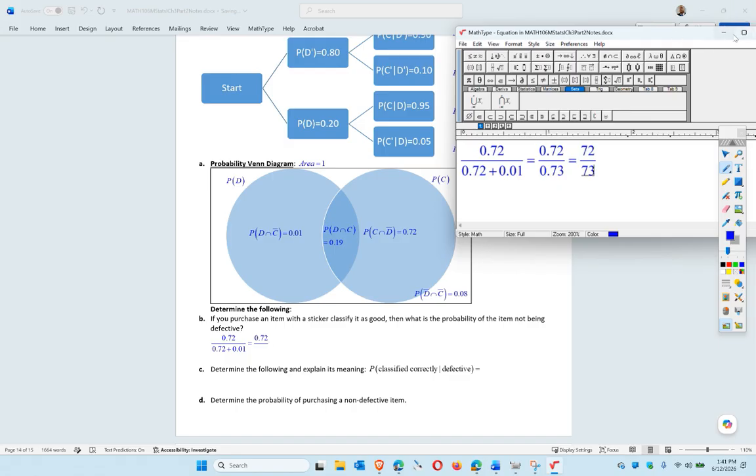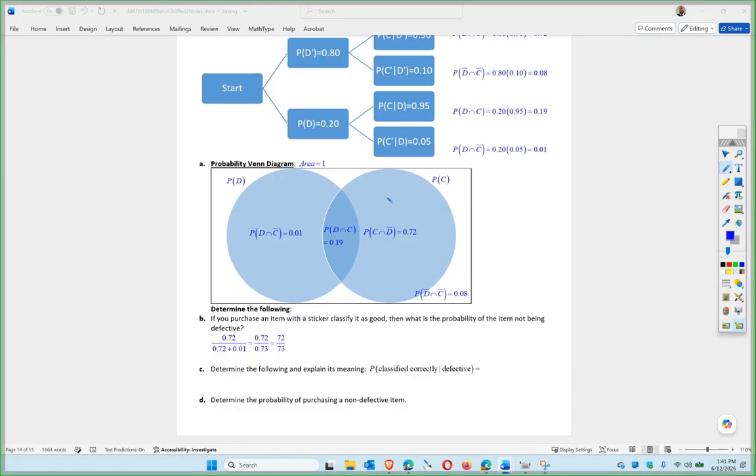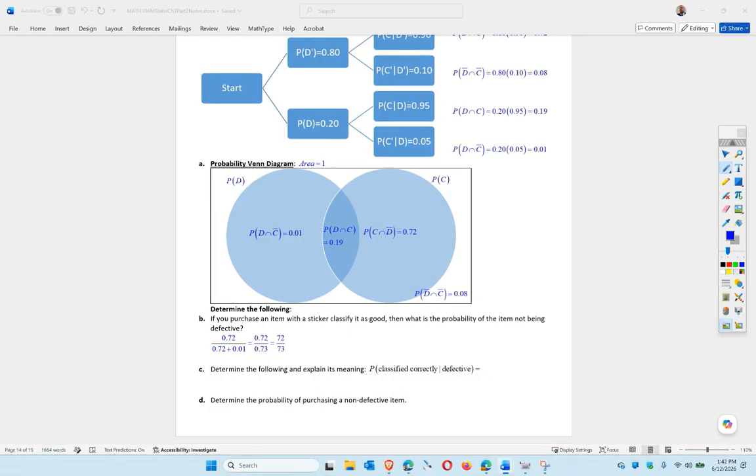Okay? All right. Let's think about the other question here. Determine this conditional probability. Classified correctly and defective. So you don't tend to find that in the Venn diagram. You could figure it out from it, but that's extra work. Just use the tree diagram. So this is the probability of C given D, isn't it? That's just one of the branches because it's a conditional probability. That's this right here, 95, correct? Okay. So all we have to do is this.